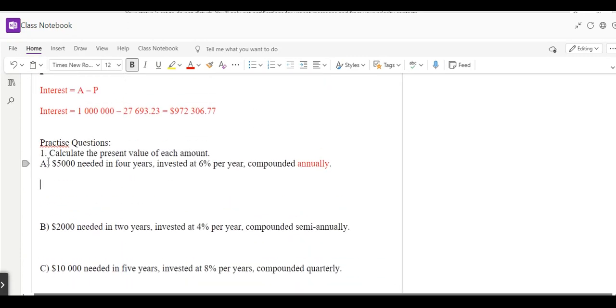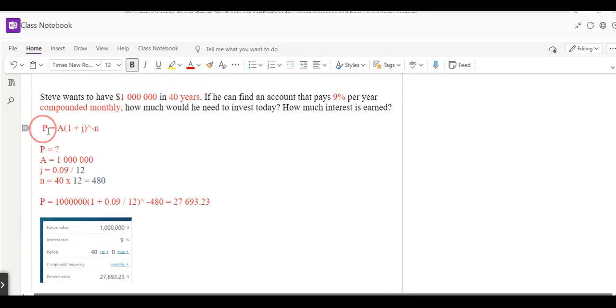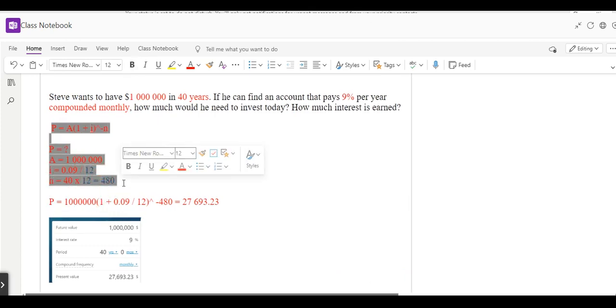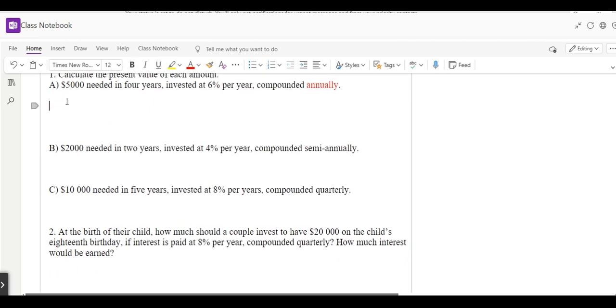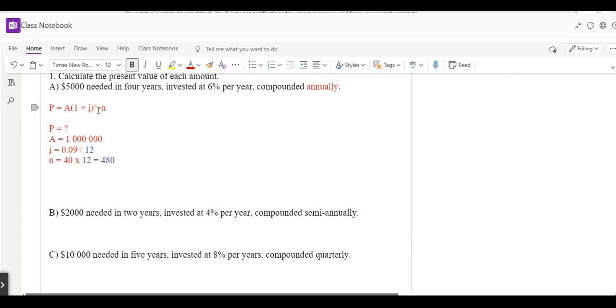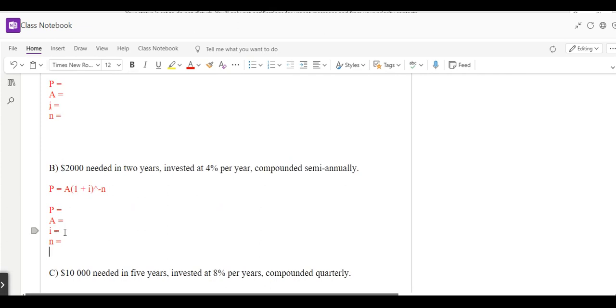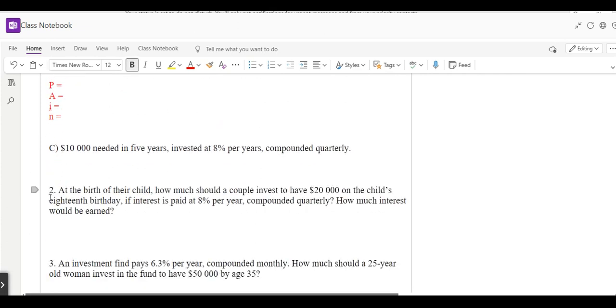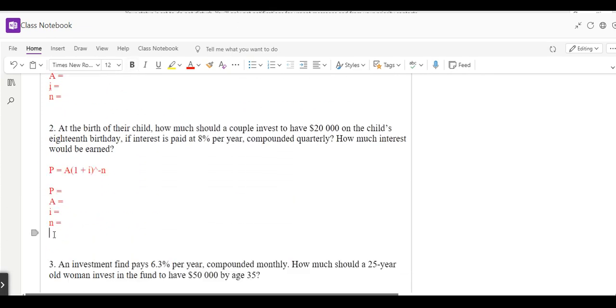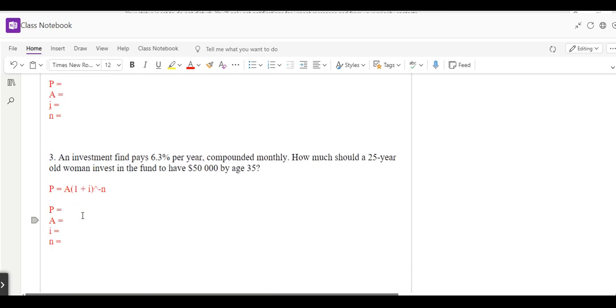So we're looking at some of these practice questions, and the main formula we're going to be using is this: P is equal to A times 1 plus I to the power of negative N. So what we'll do is we will go ahead and put some blanks for each of these, and then we'll see how we did.